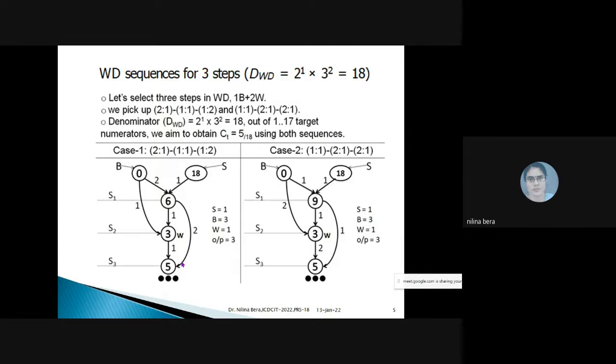In case 2, I have another mixing sequence, starting with the balanced 1 is to 1, followed by 2 weighted steps 2 is to 1. There also I am getting the numerator 5, and then the target is 5, with the same sample 1, buffer 3, waste is simply 1, and the output is 3.